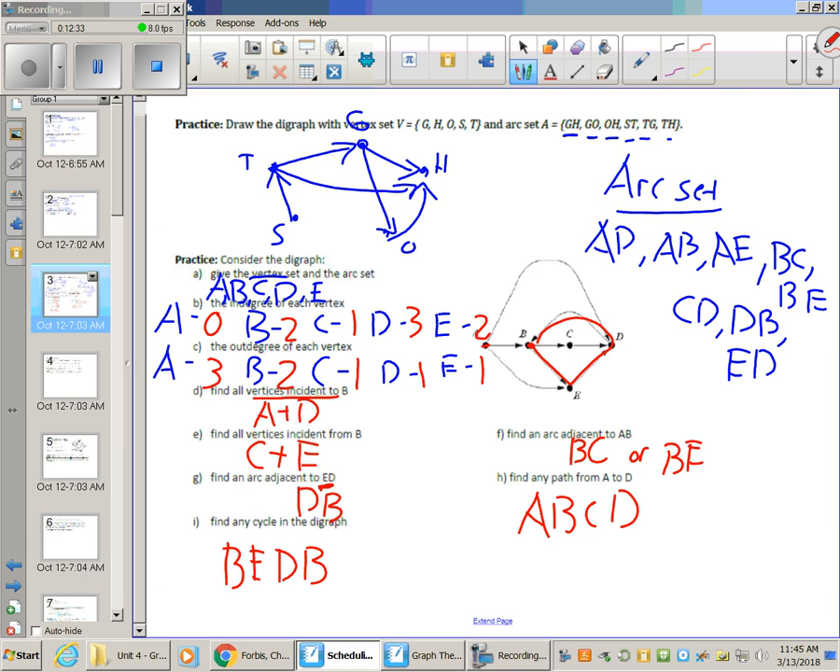So know how to do these questions, know all these terminologies, look back over your notes, and this should be a give me problem.